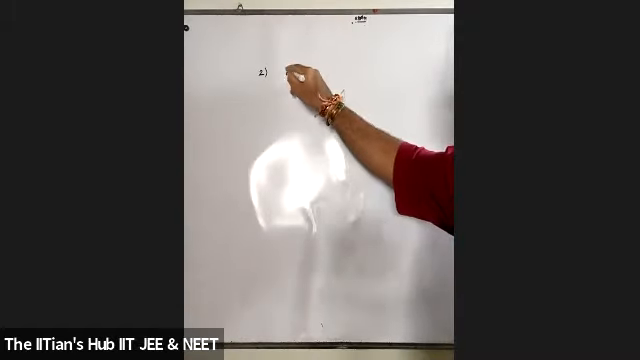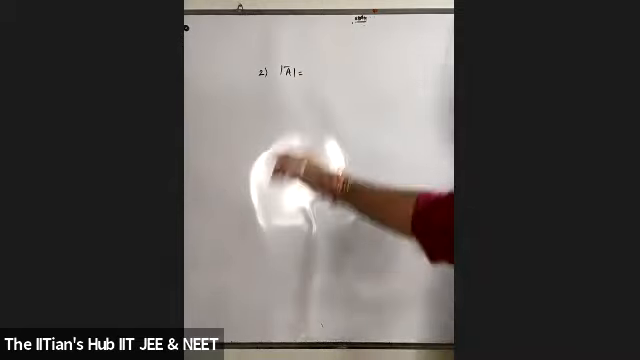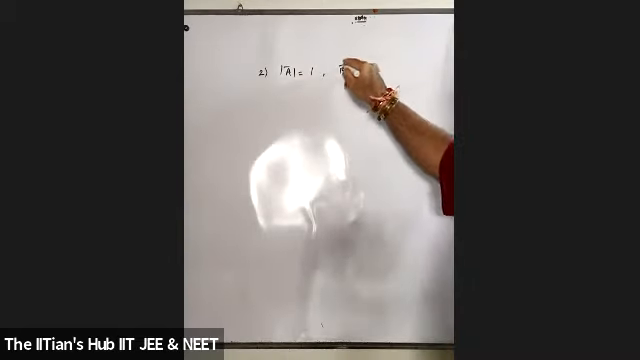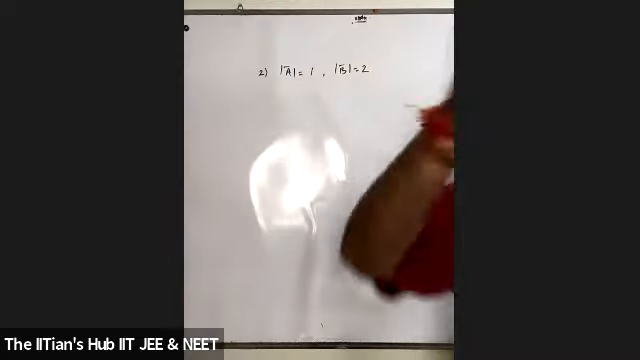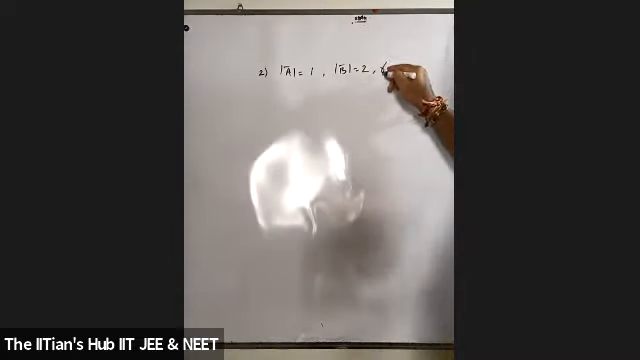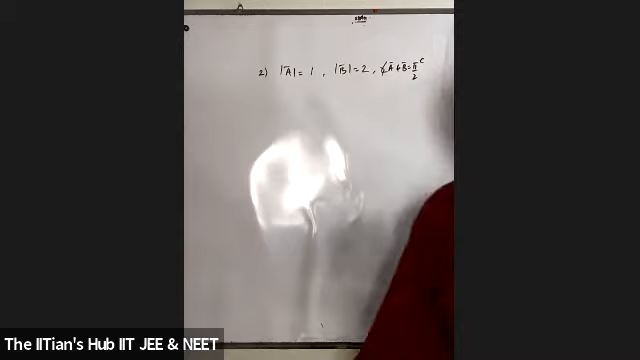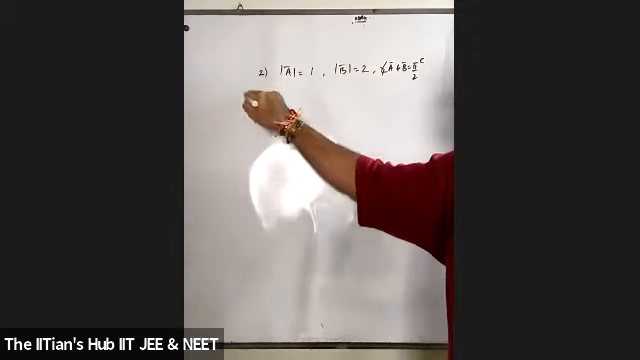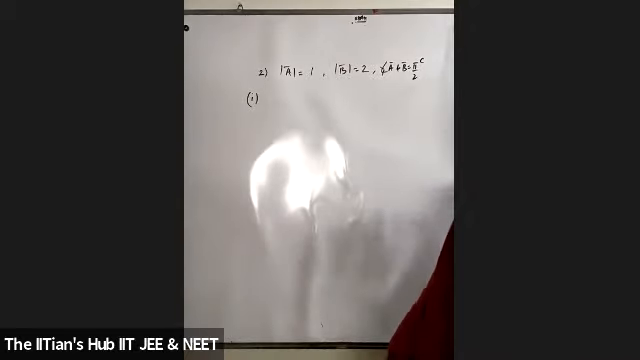Second match the column. Modulus of vector A is equal to 1 and modulus of vector B is equal to 2, students. The angle between vector A and B is pi by 2, that is 90 degrees. You have to find out the match for the column. The first one is A dot B.